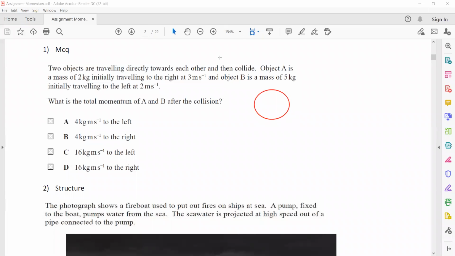So this is object A and another object B is there. A has a mass of 2 kg and it is moving with a speed of 3 meters per second. B has a mass of 5 kg, and it has a speed of 2 meters per second. So according to conservation of momentum, the total momentum before collision is equal to the total momentum after collision.